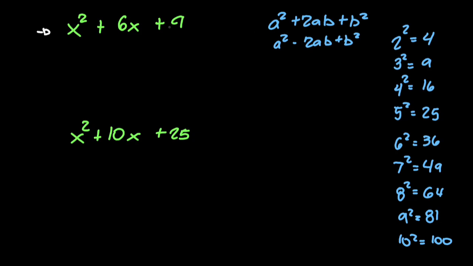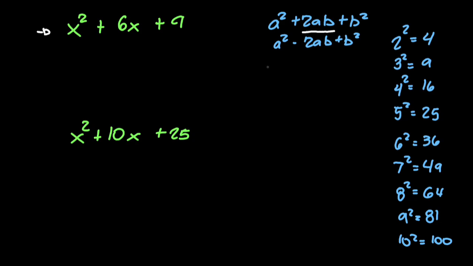So now, first, we must confirm it, because let's base this on 2ab, which should match 6x. So 2 multiplied by a, which is x, and multiplied by b, which is 3: 2 times 3 would be 6, and multiplied by x, it would be 6x, which matches this middle term. And now we confirm that it is a perfect square trinomial.